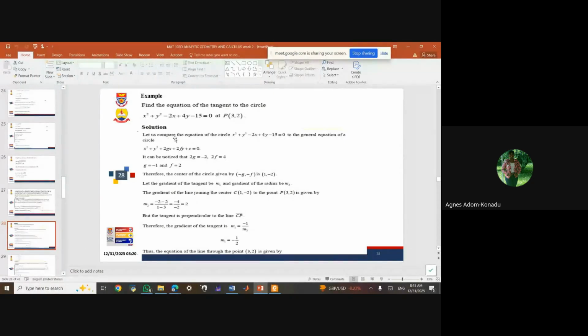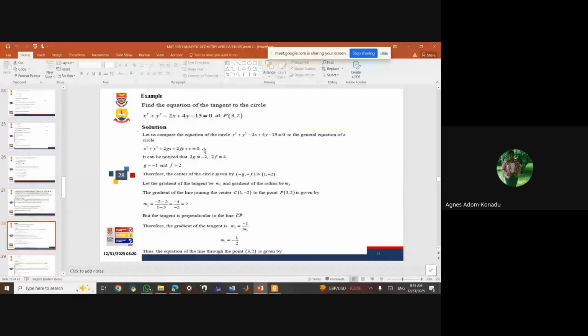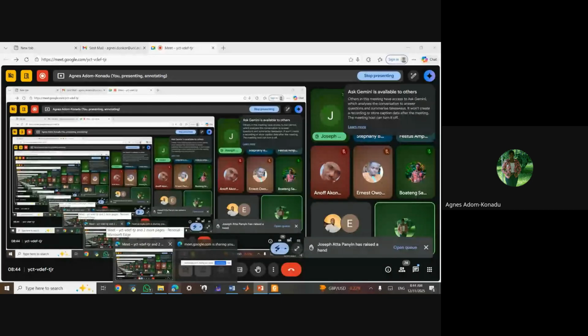Okay, so let us compare the equation of the circle to the general equation of a circle. We know the general equation is x squared plus y squared plus 2gx plus 2fy plus c equal to 0. When we compare the two, we can see that our g is -1 and our f is +2. We know that the center of the circle is (-g, -f), so the center will be (1, -2). So I know the point P, and then I know the center. So I can find, yeah, Joseph.